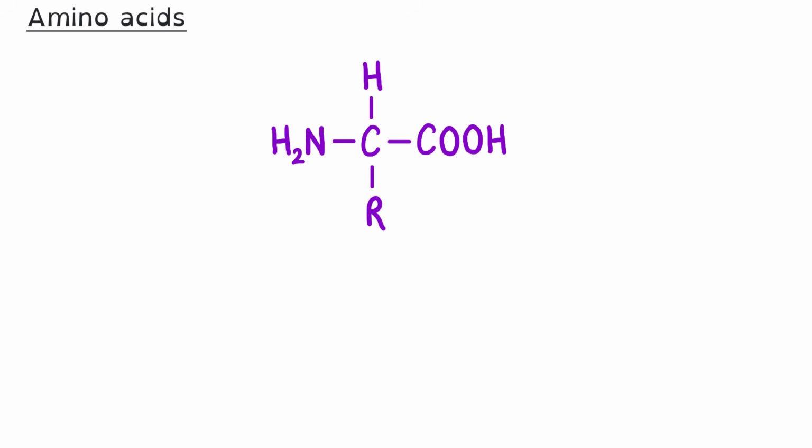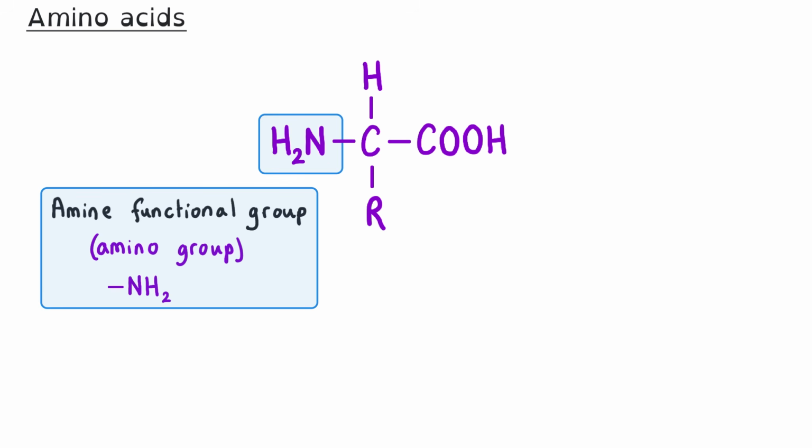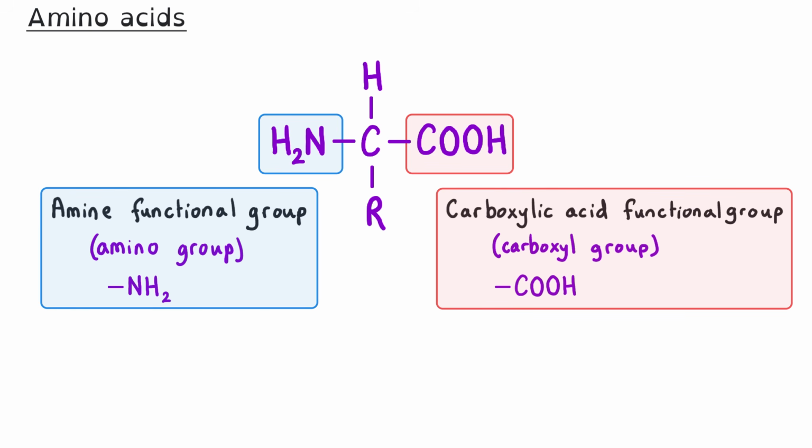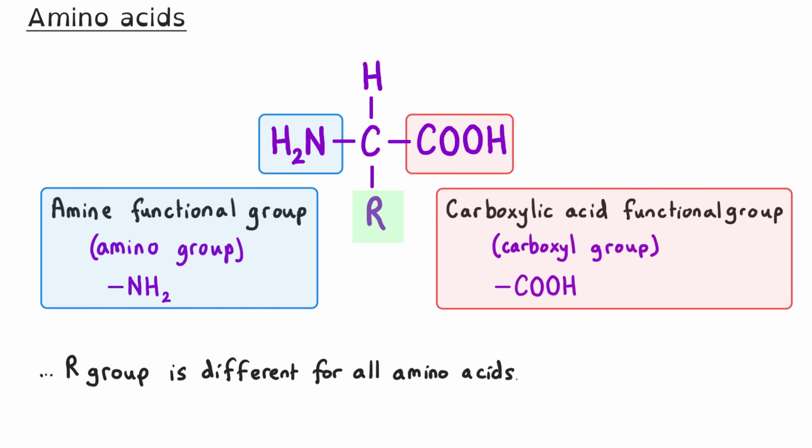Each amino acid has the same basic structure, a central carbon atom with 4 covalent bonds. The first bond is to a hydrogen atom, and the second is to an amino group, or more formally, the amine functional group NH2. The third covalent bond goes to a carboxylic acid functional group, sometimes called a carboxyl group, COOH. What makes each amino acid unique is the R group, or sometimes it's referred to as the side chain.